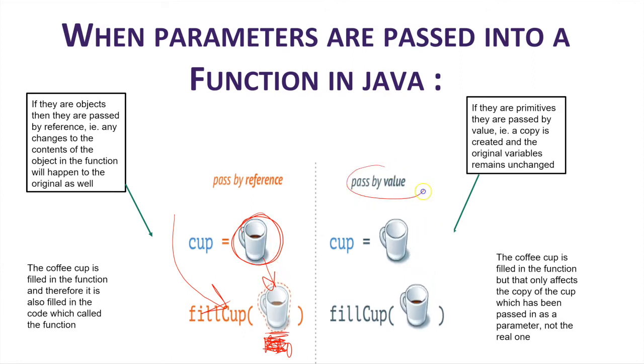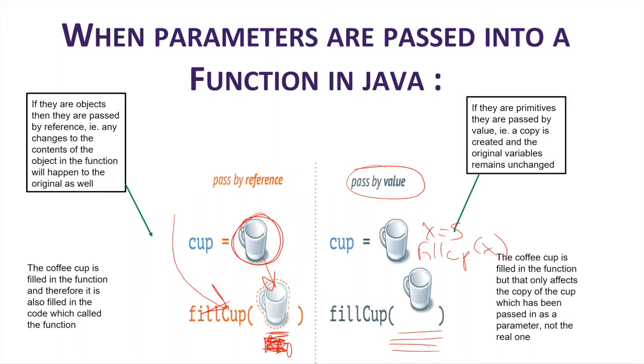Whereas if I use a primitive variable, for example, if I pass an int, and the int is equal to 5, say x equals 5, and then I say fill cup x there, well, whatever I do here will not be permanent, because it will not affect the original variable back here. Because things are passed by value if they're primitive, not by reference. And the only thing that's passed in isn't the x equals 5, it's just the value 5.